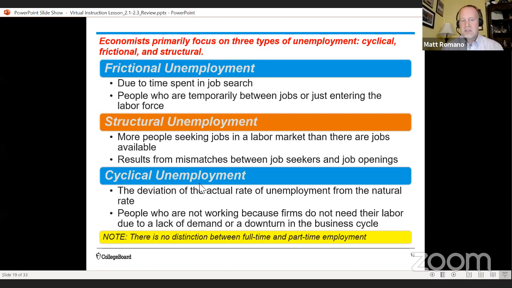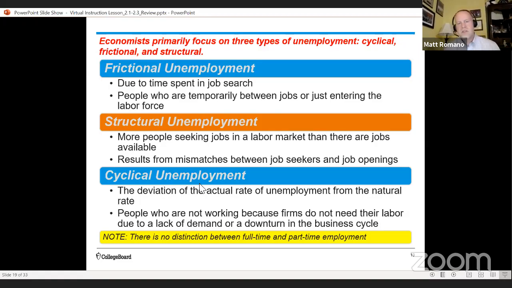As I just referenced in that example we did, there are three types of unemployment. There's frictional, structural, and cyclical unemployment. As I've noted earlier, full-time, part-time employment, there is no difference there. They're both employed, and we don't make any distinction there. What do these terms mean?